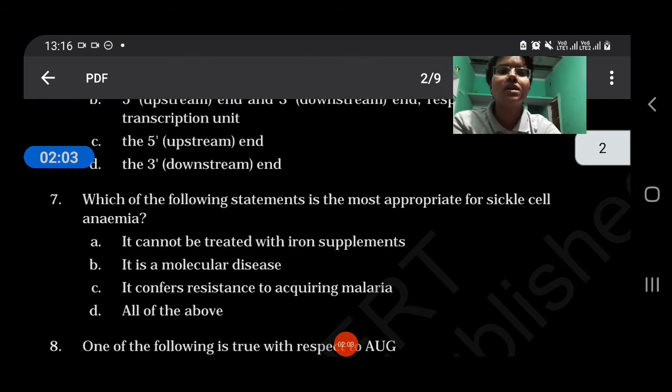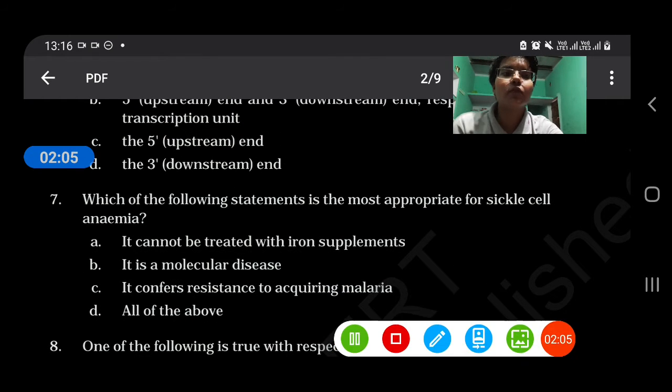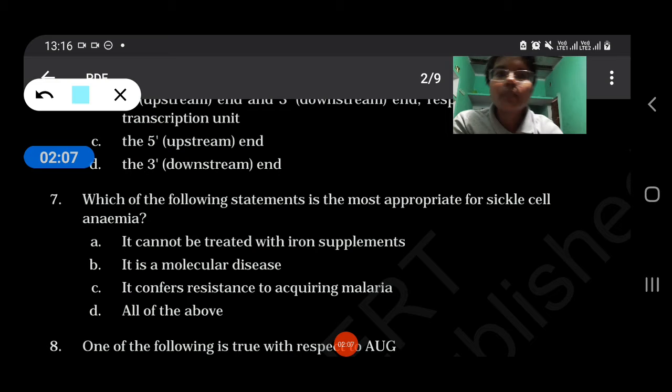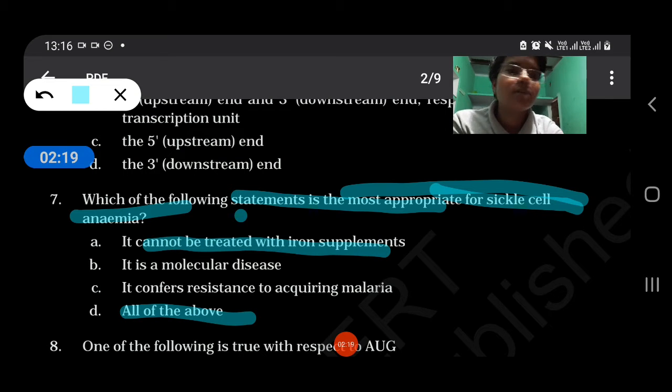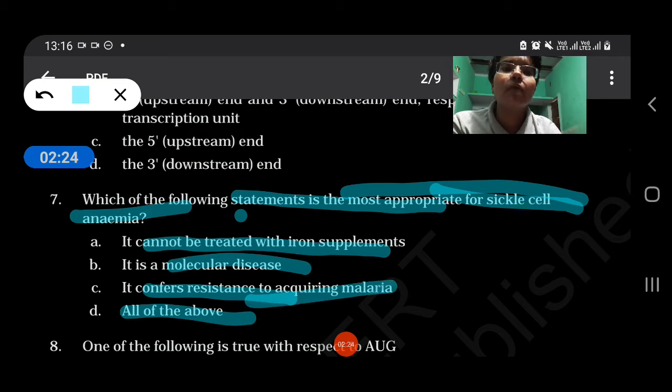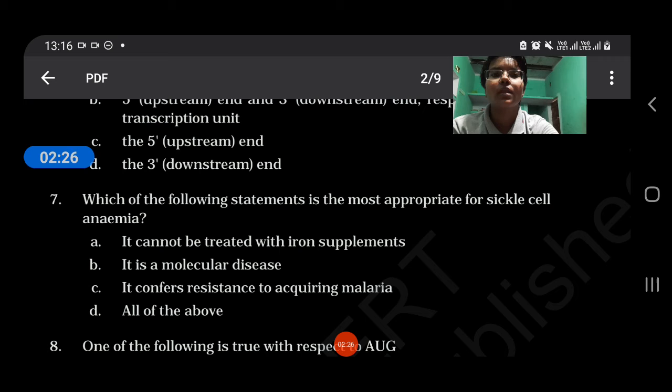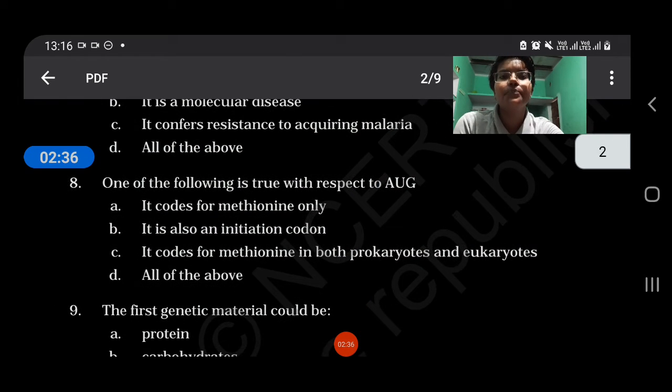Which one of the following statements is most appropriate for sickle cell anemia? So, all of the above, as we can see that it cannot be treated with iron supplements. It is a molecular disease. It confers resistance to acquiring malaria. Okay. And in African countries, it is resistant to malaria, so useful. Okay.